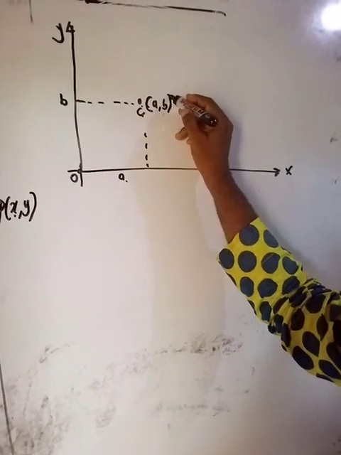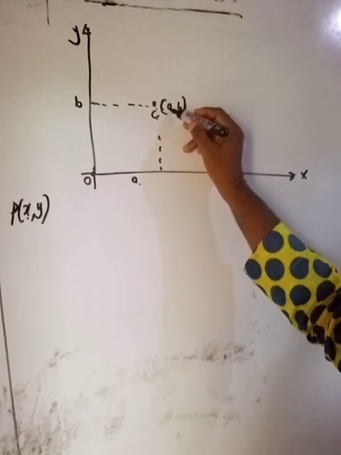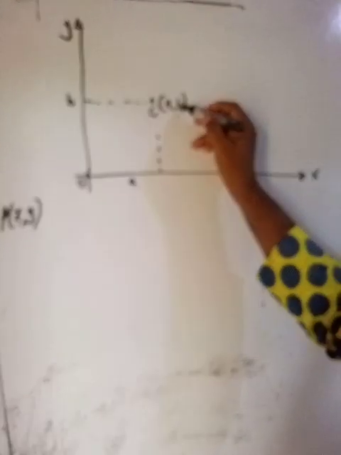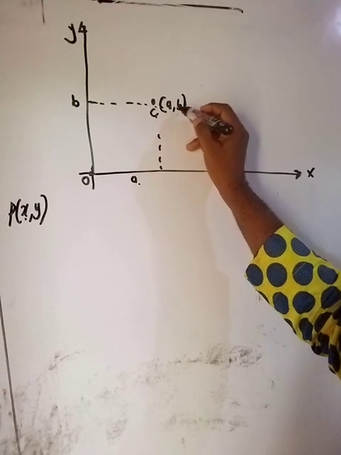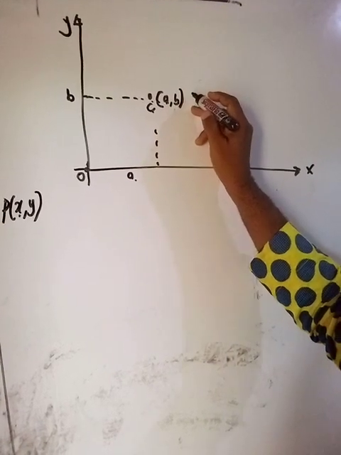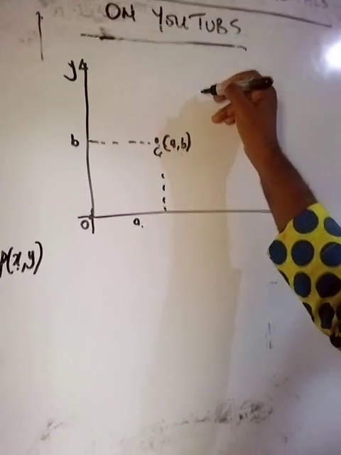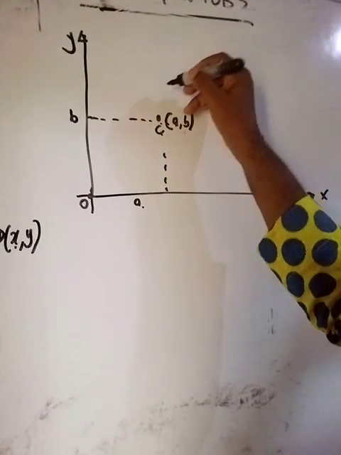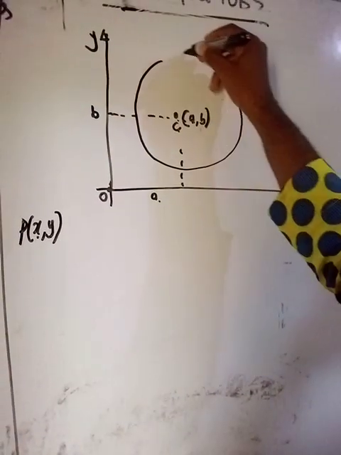So we summarize this as coordinates. The first value here is known as the abscissa. The second value here is known as the ordinate. The two of them are called coordinates. Now, let's locate an arbitrary point that forms part of the circle. Let's say this is the circle now with this center C. This is the full circle with that center C.